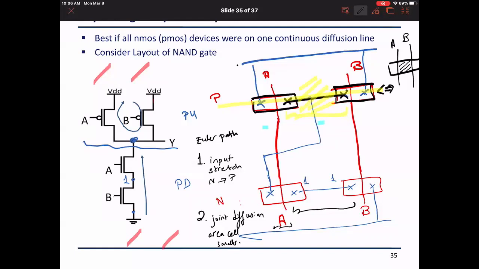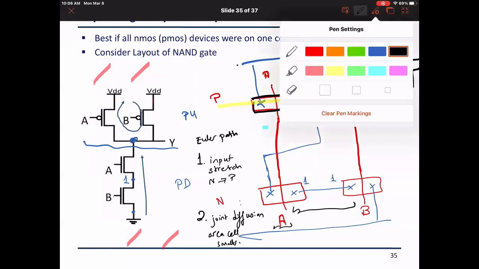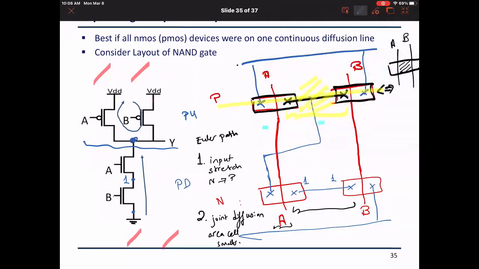So from this perspective, what does this do? This also helps me save in the area, and it will introduce area savings. So the advantages: I will be saving area, and indirectly what? Capacitance. Okay, I will be saving area and capacitance.